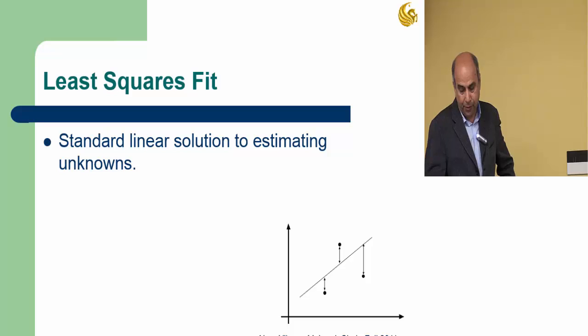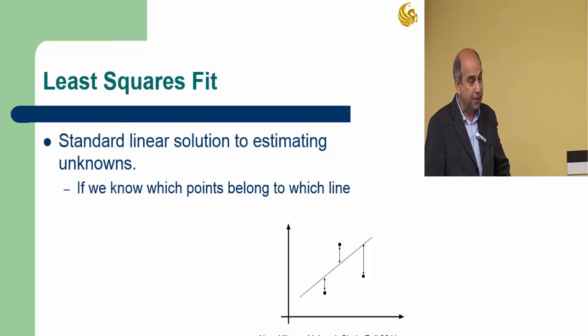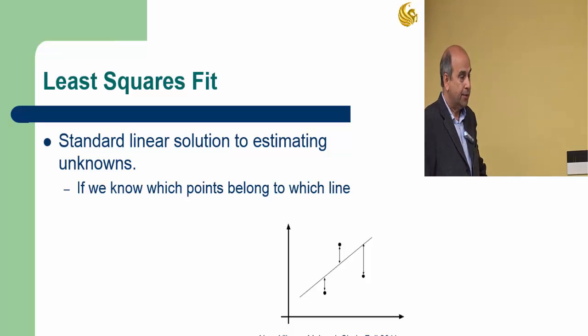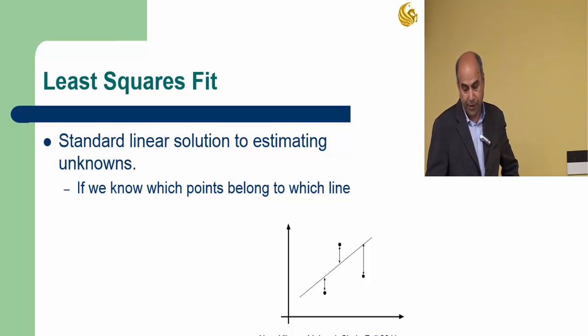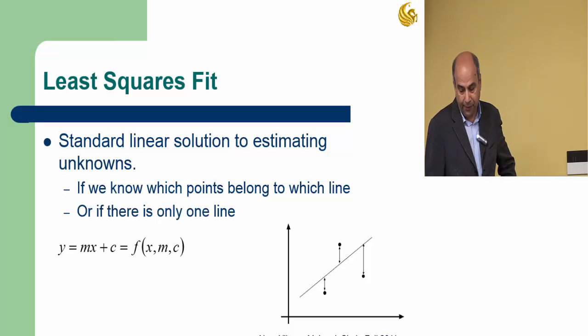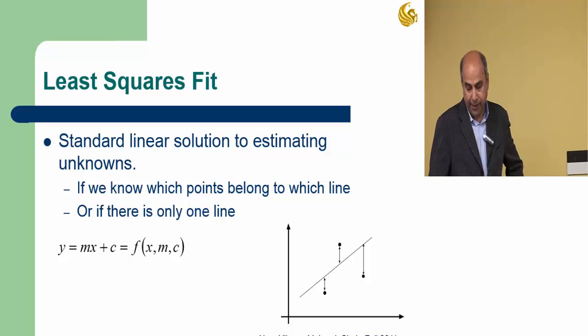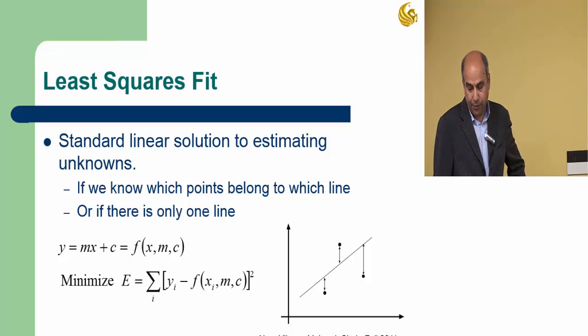And a way to do it: if there's one line, then it's easy. So we know all the points lie on the line, just use all of the points, and then we come up with this equation of a line, and we want to find out these unknowns, which are the m and c, such that for every point this equation is satisfied.